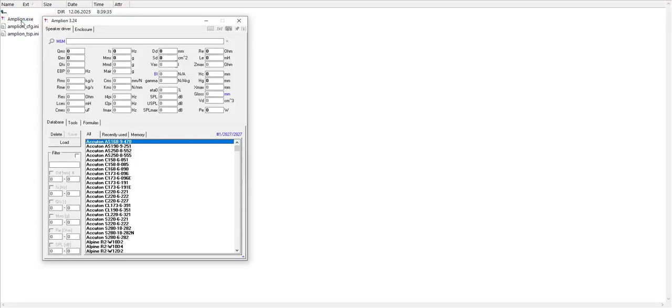Amplion is loudspeaker simulation software that calculates sound pressure level versus frequency. It includes a large driver database and offers several useful audio tools.